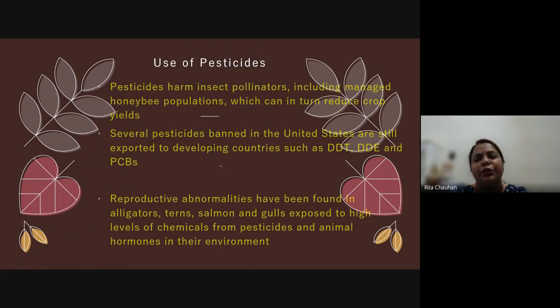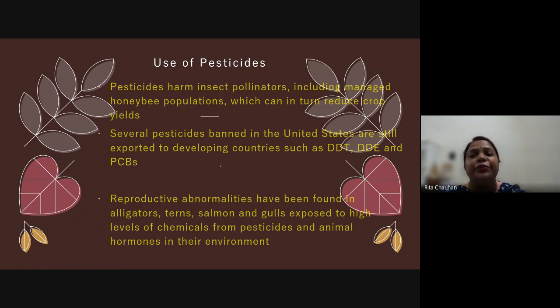Then pesticide use. Generally pesticides are used to kill the pest in a particular agriculture area. But what happens? In addition to the pest, many of the good insects and other animals are also affected by that. For example, pollinators like the honeybee population are getting affected because of pesticides.